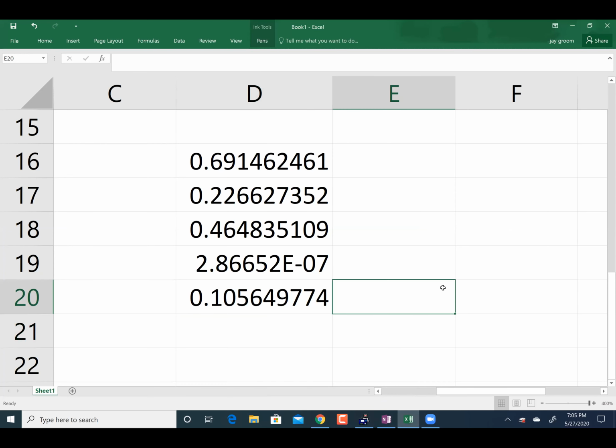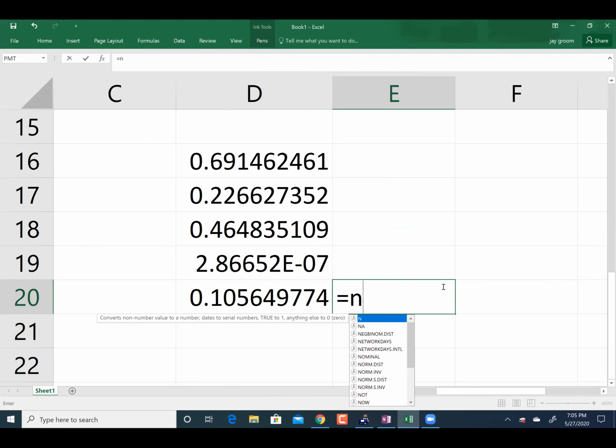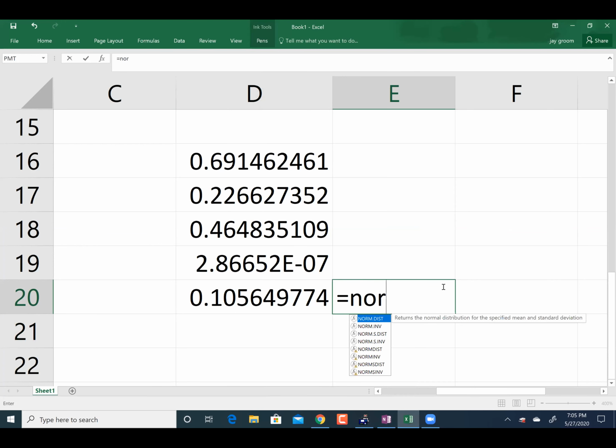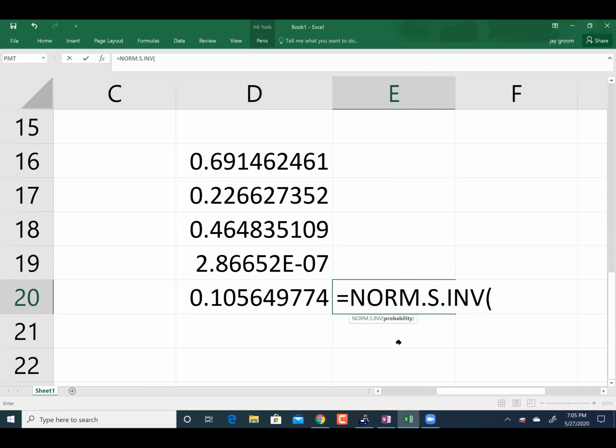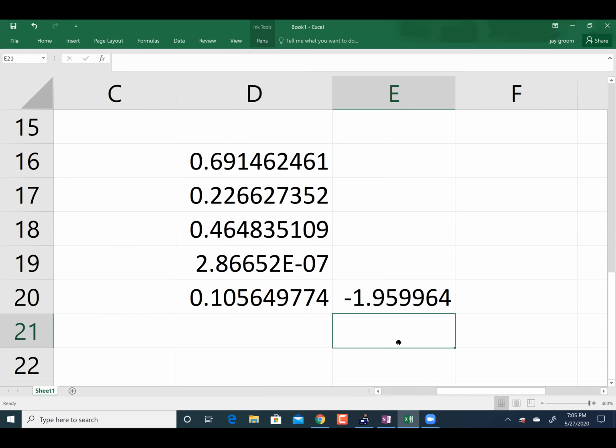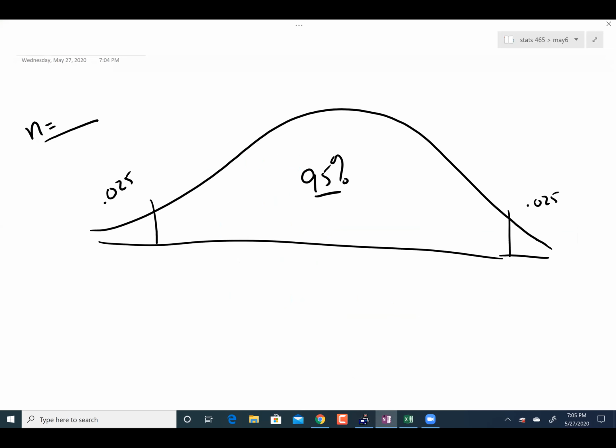There you go. The way to do that would be equals NORM.S.INV, and I'm going to put in 0.025. You always put in area to the left. So what that's saying is that from here down is 2.5%. It's about 1.96 standard deviations below the mean and 1.96 standard deviations above the mean. So again, like I told you, right around 2. And that's typically what we do. We typically stick with 95% in the middle and 2.5% total on the outside.